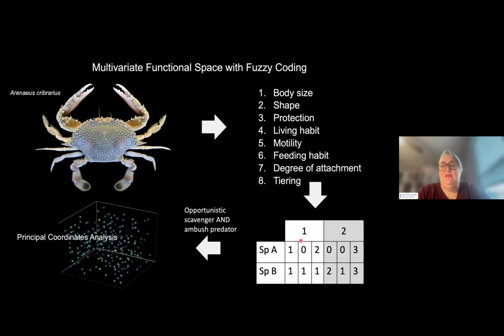So here is one trait. Let's say that this is feeding type. And I can assign a heavier weight and say that most of the time it's an ambush predator, but some of the time it's an opportunistic scavenger. And so we can have this fuzzy approach where we consider that organisms don't necessarily only do one thing or have one thing for some of these categories. And so that's called fuzzy coding. So we use this fuzzy coding approach, and then you can do your multivariate analysis of functional space.